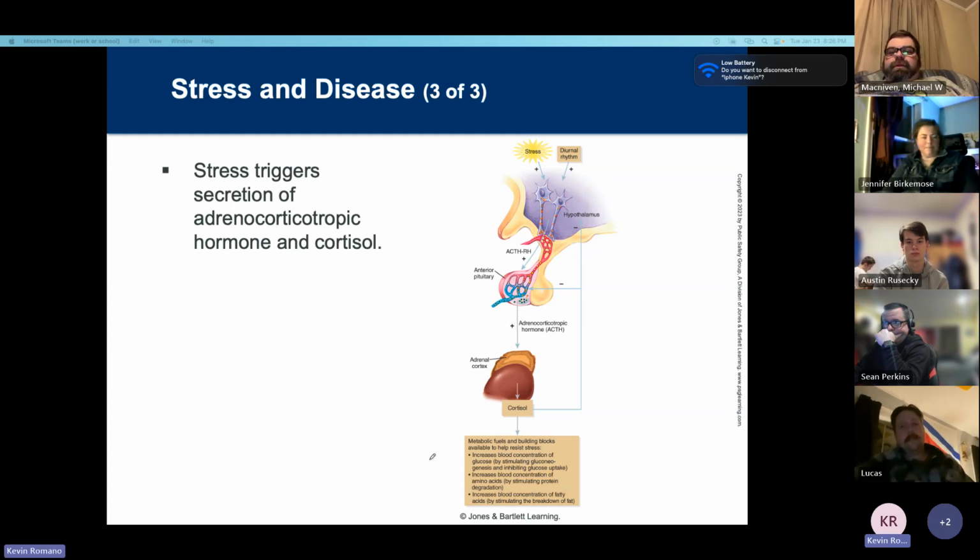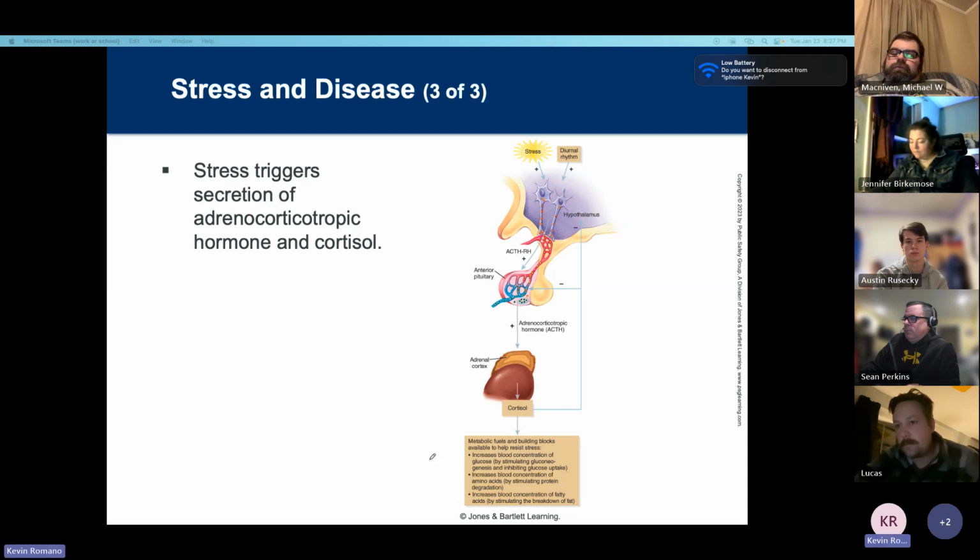Stress triggers secretion of the adrenocorticotropic hormone and cortisol. We'll talk about cortisol a bit later on. Cushing's syndrome, you heard of that before? Not Cushing's triad. That's different than Cushing's syndrome. Cushing's triad is increased intracranial pressure. Cushing's syndrome, otherwise known as moon face, with swelling of the face, is an overproduction of cortisol. So that's another thing that you might see as well. Know the difference between those two. If you write down Cushing's, put down which one you're talking about.